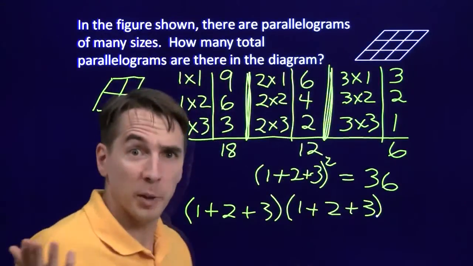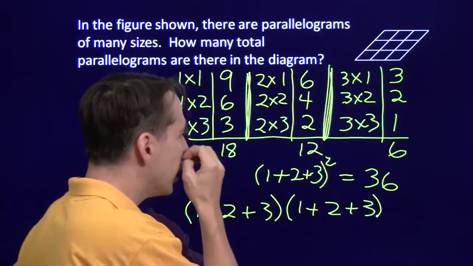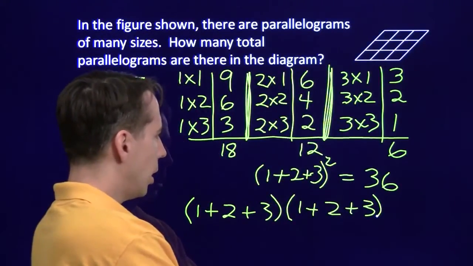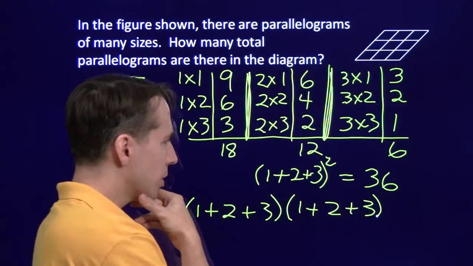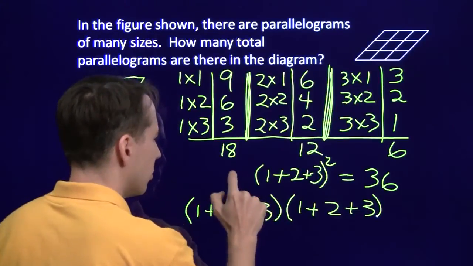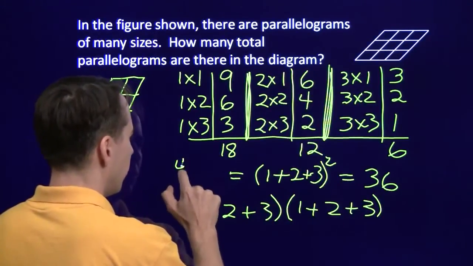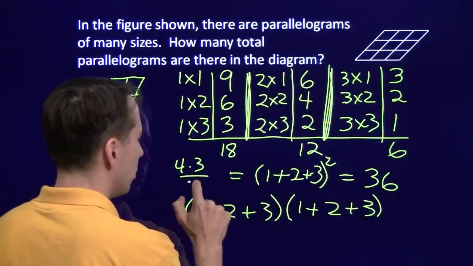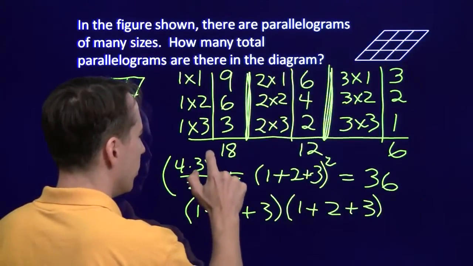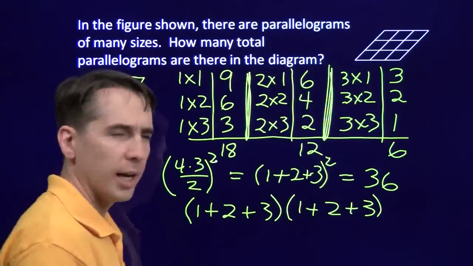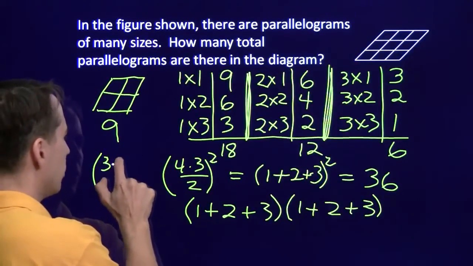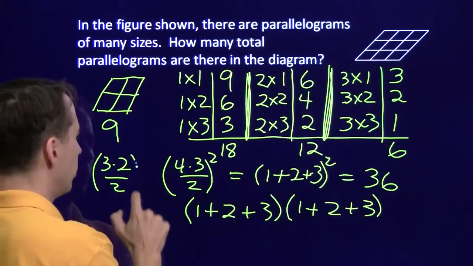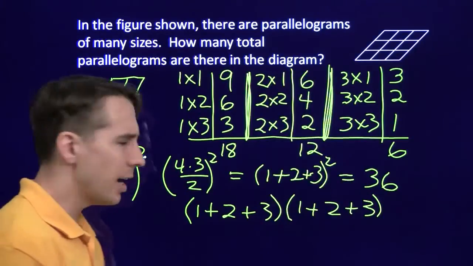At this point, we haven't explained anything. We just found all these wacky patterns. What's another way to think about this? 1 plus 2 plus 3 is 6, and that's 4 times 3 divided by 2. We're squaring that. And then over here, the 9, we can think of that as 3 times 2 over 2 squared. That'll get us 9.